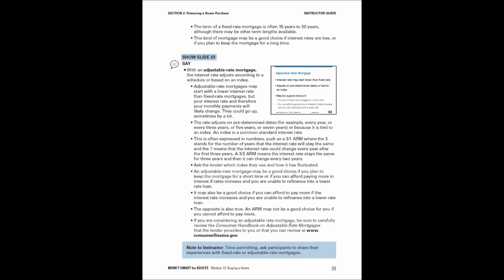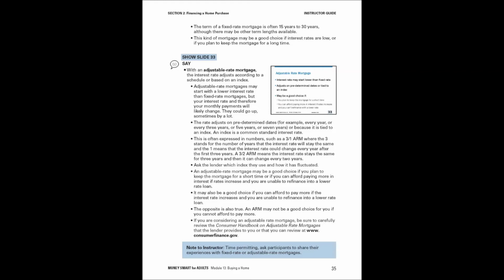Also, the Consumer Financial Protection Bureau has a consumer handbook on adjustable rate mortgages that your participants can review. I would just strongly recommend that you give them the website, consumerfinance.gov, and to get that document so that they can see and learn more information about adjustable rate mortgages.